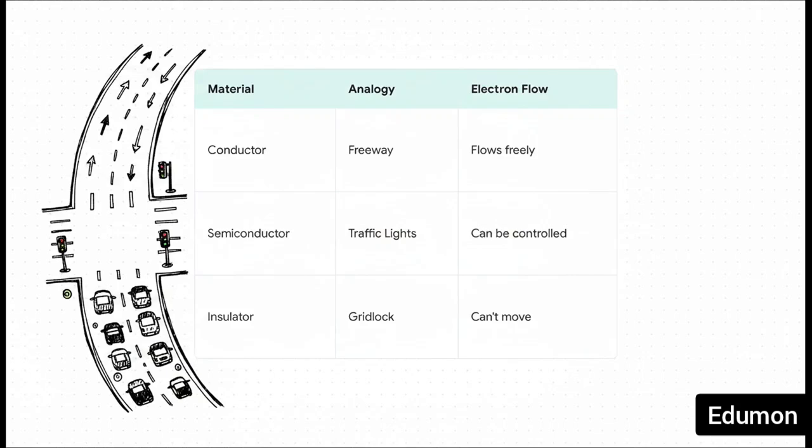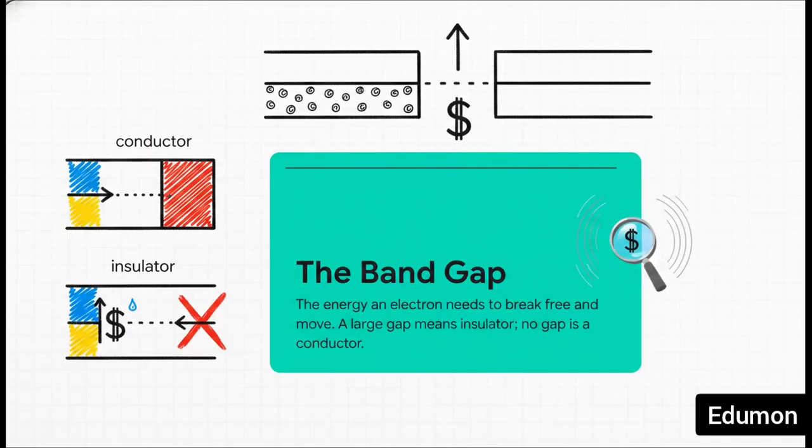But then there are the semiconductors. They're the interesting ones. They're like a city street with traffic lights that we can control, turning them green or red whenever we want. Now, the physics behind those traffic lights is something called the band gap. The easiest way to think about it is like an energy toll. For an electron to break free from its atom and start moving around, it has to pay this toll. In a conductor, the toll is zero. The gate is always open. In an insulator, the toll is just way too high for any electron to pay.